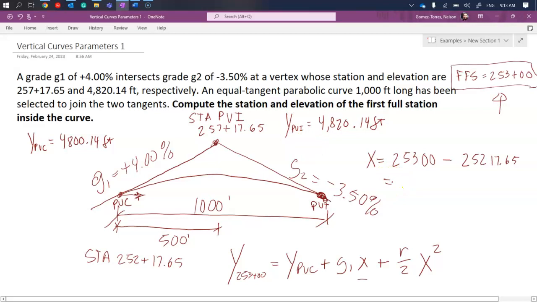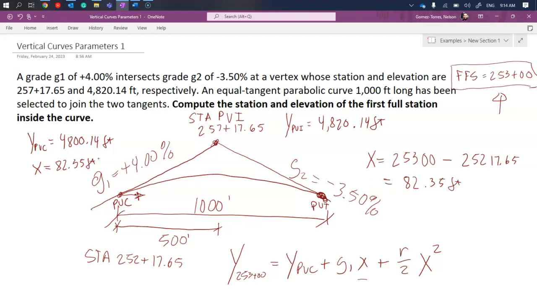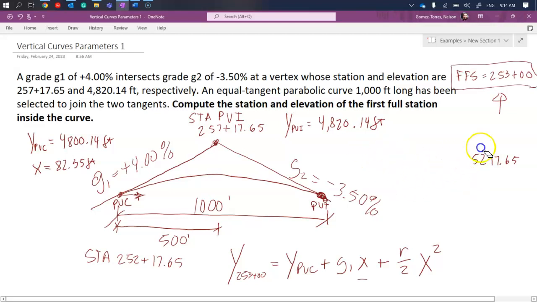So X in this case is 253.00 minus 252, 17.65. That would be 82.35 feet. Let's put X over here. That would be 82.35 feet. So we just calculated the distance between the PVC and the point that we care about right now, which is the station of 253 plus 00. So we have X.